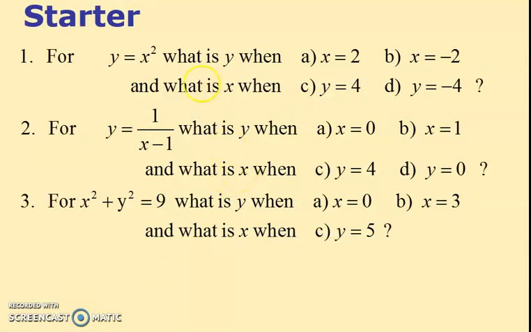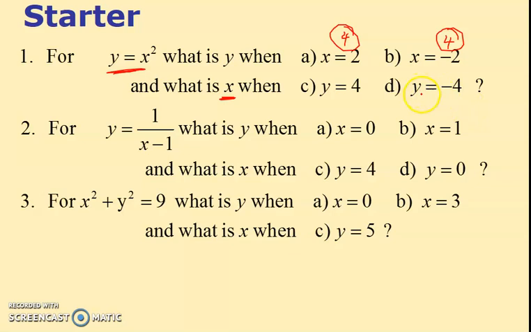For a starter, I just want you to have a look at some of these. It's a substitution exercise, really. I'll tell you what y is. y is x squared, and you have to work out what y is when x is 2. So obviously you chuck 2 in, you get 4. You chuck minus 2 in, and the interesting thing about that, you get 4 again. And then it's going backwards. And what is x? So we'll work out what x is when y is 4 and y is minus 4.